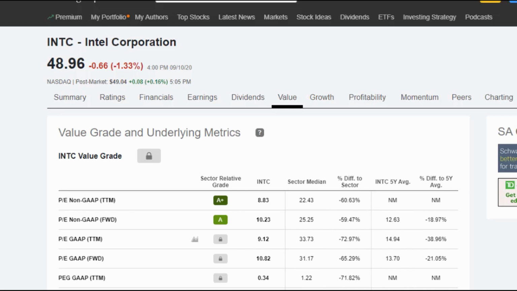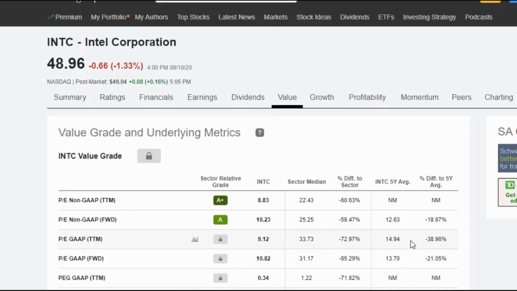So if we look at Intel first, they have a PE ratio based on trailing 12 months of earnings of about 9.12. Their forward PE ratio is 10.82. So their forward ratio is a little bit higher than their trailing ratio, which means they expect their earnings to go down slightly. Nevertheless, PE ratio of 9 or 10 is a very good deal for a company that has been as solid as Intel has.